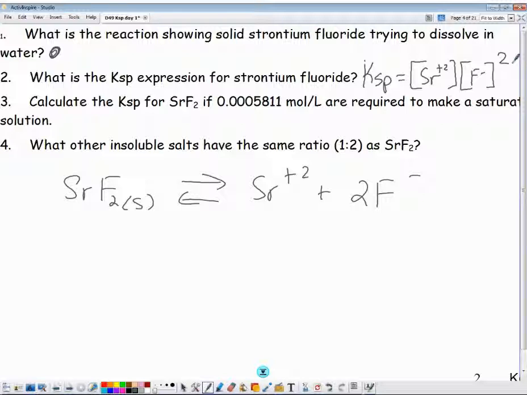Yes, F and F minus are 2 different things. Fluorine and fluoride are 2 different things. And yes, fluorine can be broken apart from diatomic fluorine into 2 Fs, and that's not F minus. So they're 2 different things. Make sure you do that.